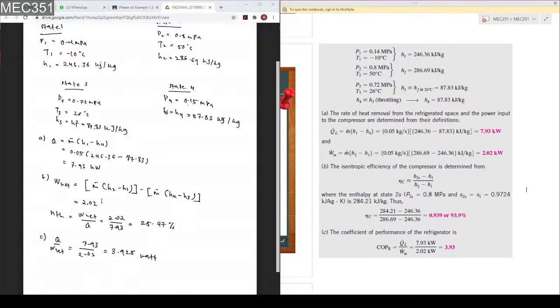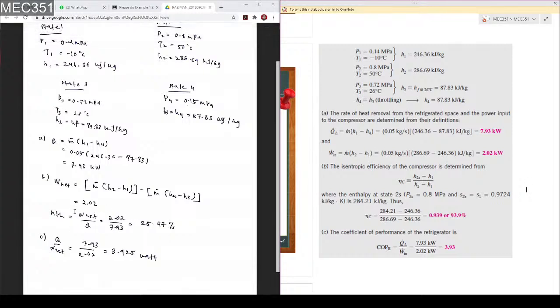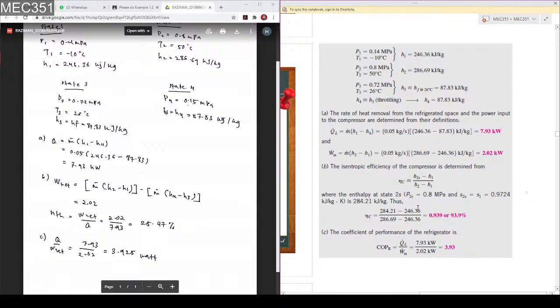Okay, work net is also correct, but your efficiency is not correct, because the equation you gave here is not the isentropic efficiency of the compressor. This is the thermal efficiency that you used in the Rankine cycle during your MEC 251. So this formula is totally wrong. The isentropic efficiency of the compressor should be like this. Okay, that's Raziman.